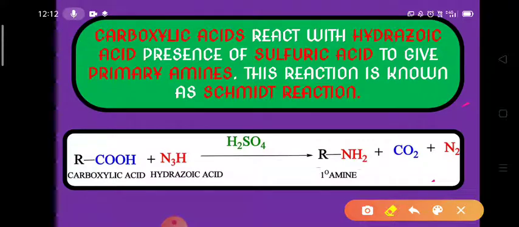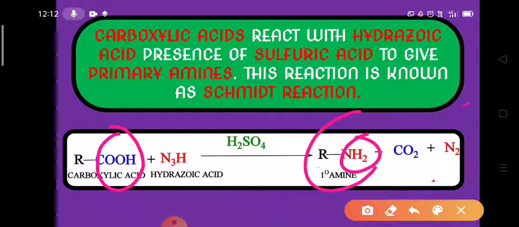Here it is very easy to write the reaction. Here we have to replace the COOH with NH2. So that will be the formula of the product. In order to write the formula, nothing else we have to do. Simply we have to replace the carboxylic acid group, COOH group, with NH2. So that's how we can write the product very easily.